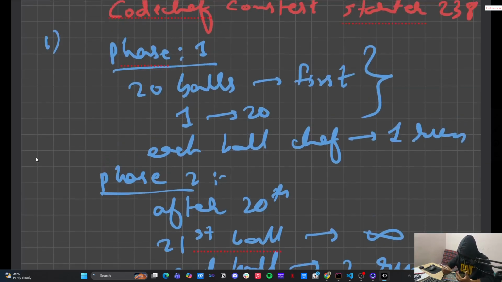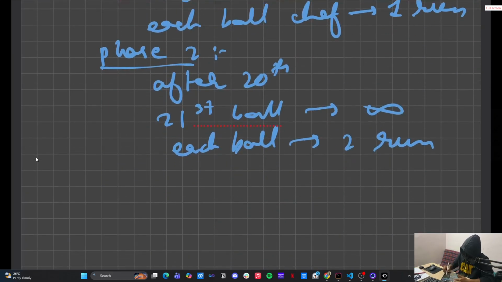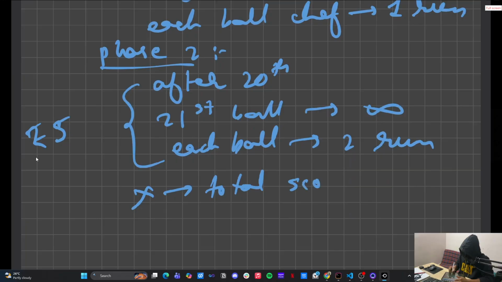Now for the first phase, what is the cost of each ball? Each ball costs 10 rupees. For the second phase, the cost of each ball is 5 rupees. So in the question, they'll give an X, which is basically the total score of Chef. From this we need to determine the cost Chef paid in order to practice and score X runs. So we need to determine the cost.